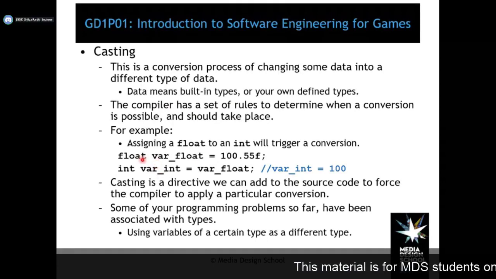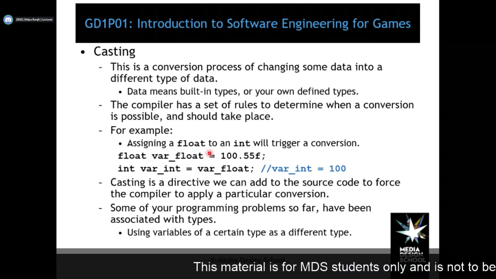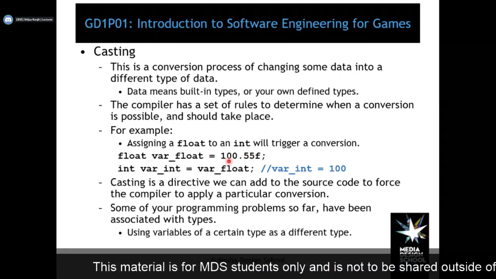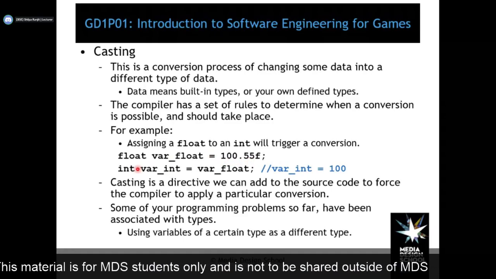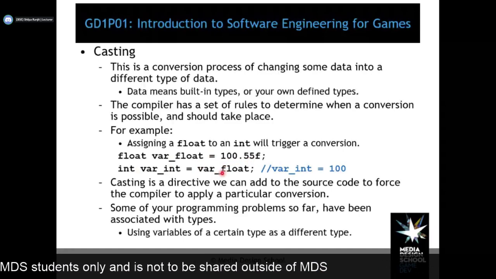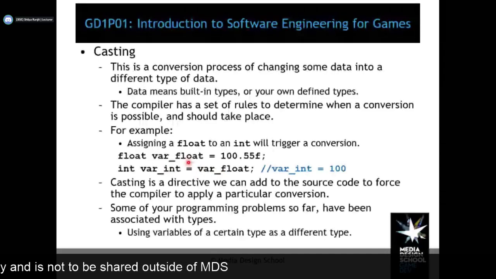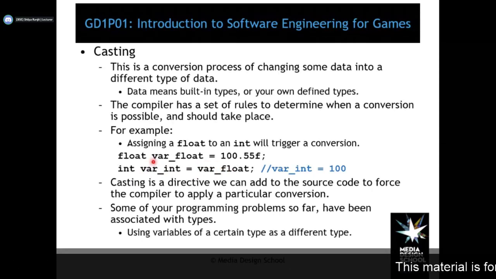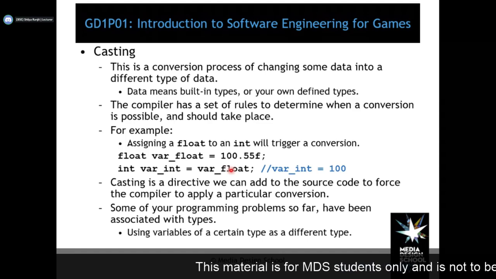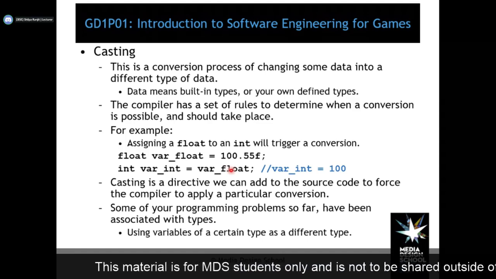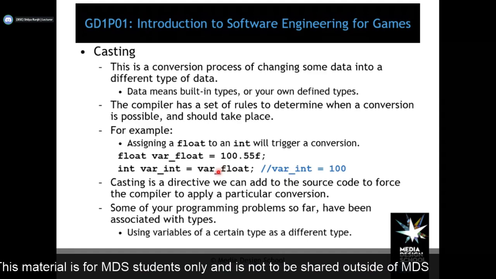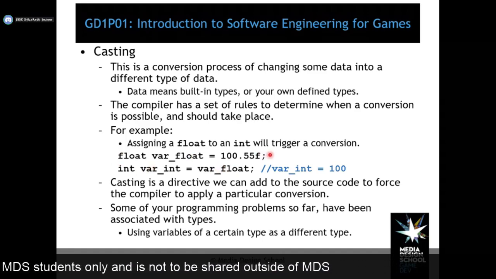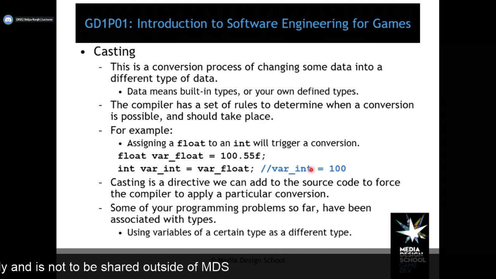Over here, I'm taking a floating variable, and you can see I've assigned the value 100.55. If I try to assign that floating variable, var_float, to another integer variable, var_int, there is a change in data type because an integer does not take decimal fractions, whereas a floating point is supposed to take a 7-digit decimal precision. So when I change it from float to int, obviously the fractional part is lost, and the only thing it gets is 100.